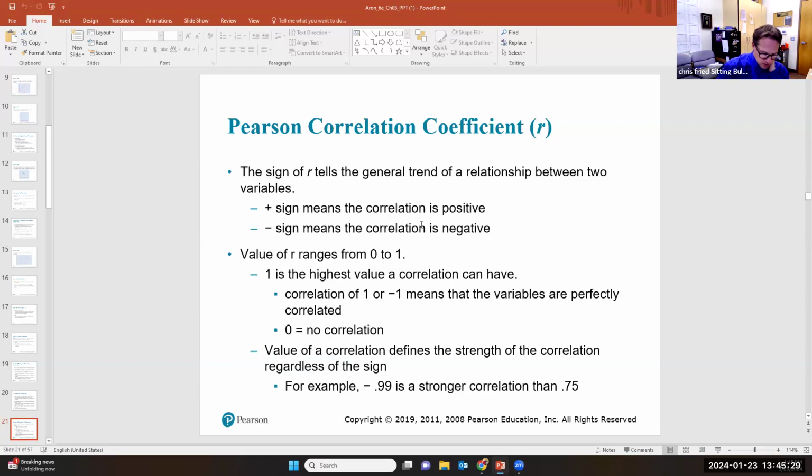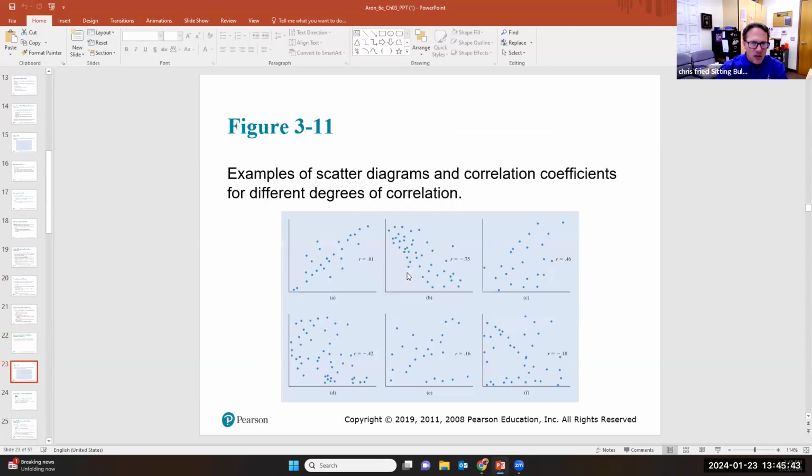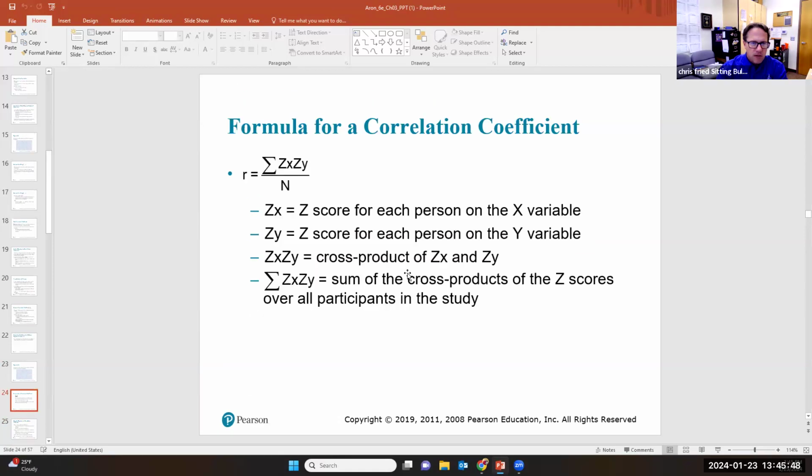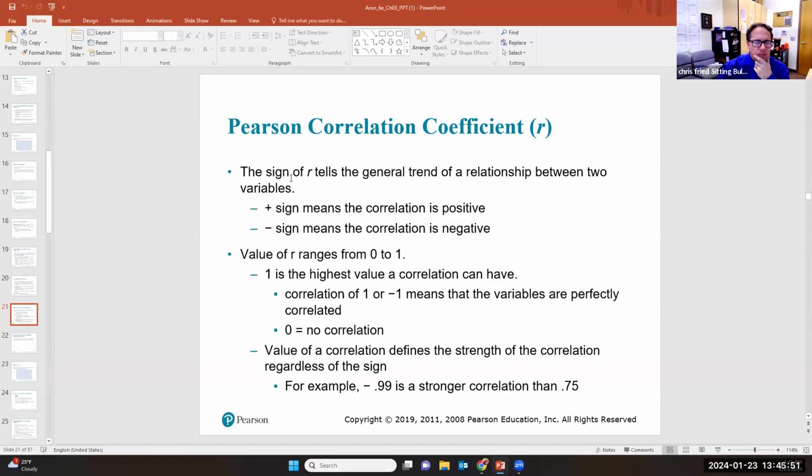This is the Pearson correlation coefficient I was talking about. Within the book and within the quiz, I do have a question on that. The sign of R tells the general trend of a relationship between two variables. So if you think of the letter R as meaning a relationship between them, obviously plus means it's a positive relationship, and a negative sign means it's a negative relationship.